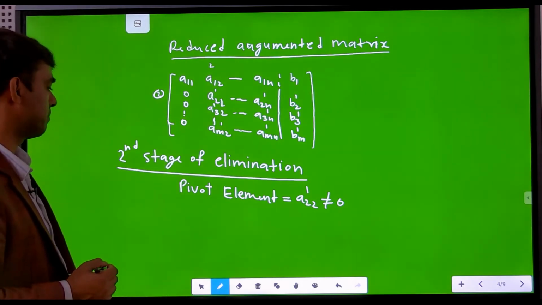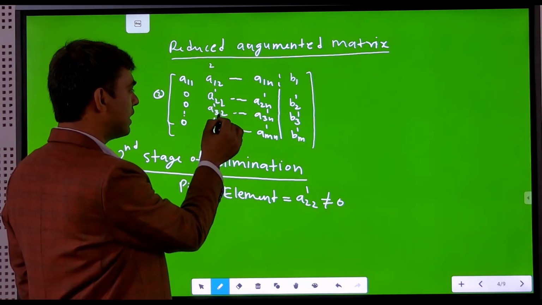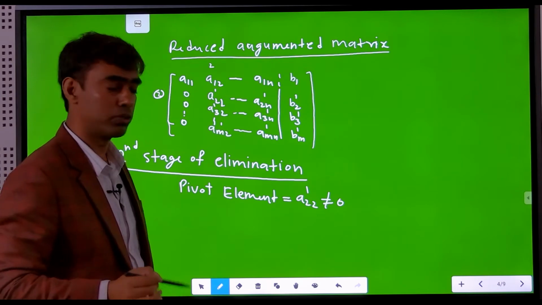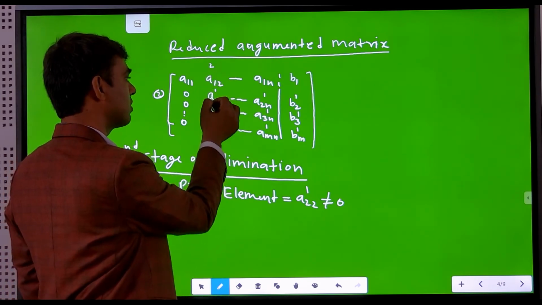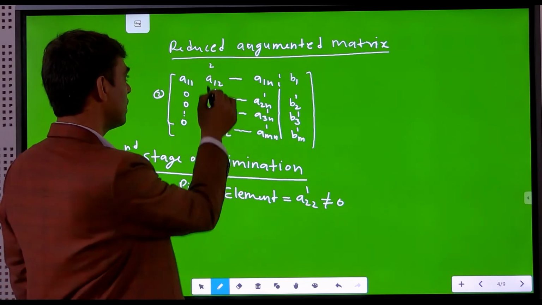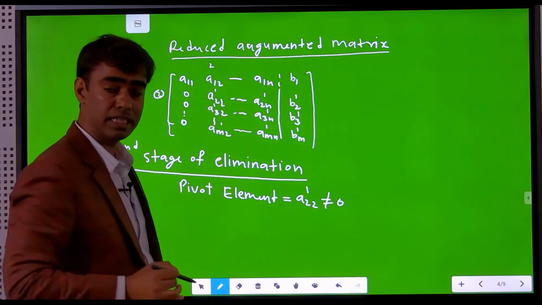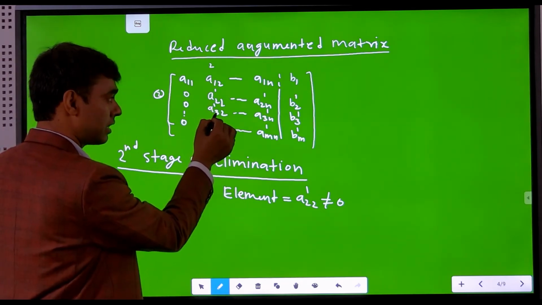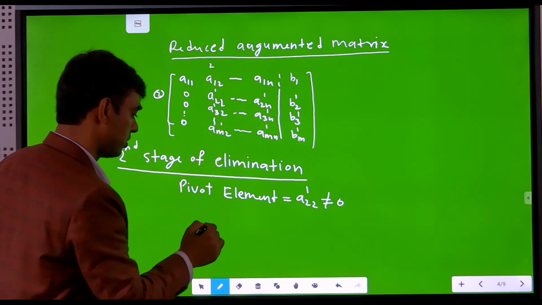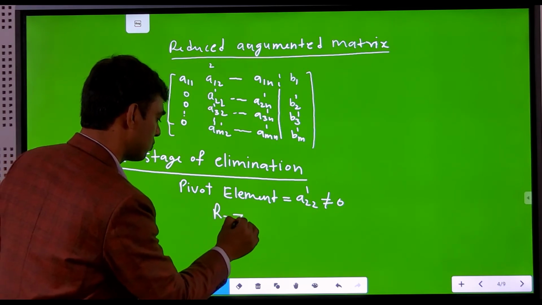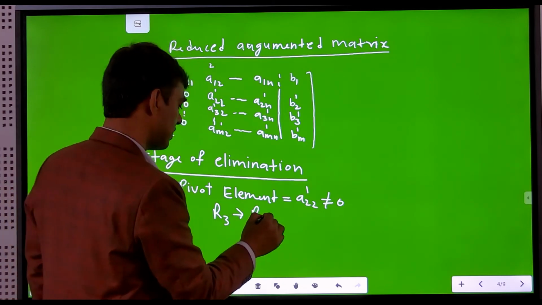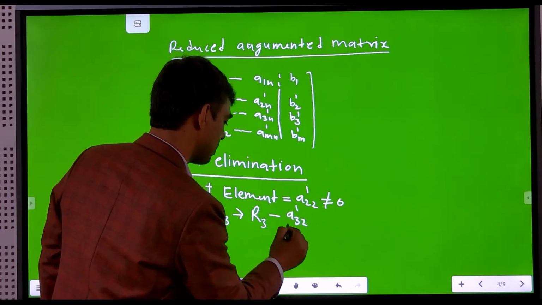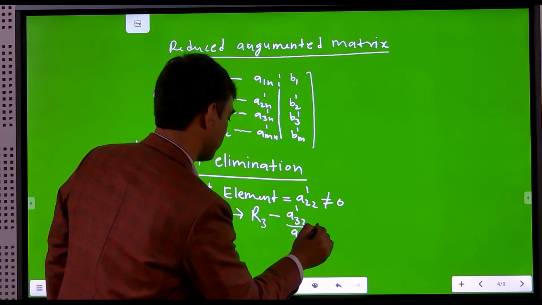Then we perform the second stage of elimination. With the help of the second row, we try to convert the elements of the third row, fourth row up to the mth row equal to 0, meaning all elements of the second column except the first and second elements equal to 0. For this, we perform the row operation in the third, fourth, fifth up to the mth row. So here we perform R3 tends to R3 minus A32 dash upon A22 dash R2.